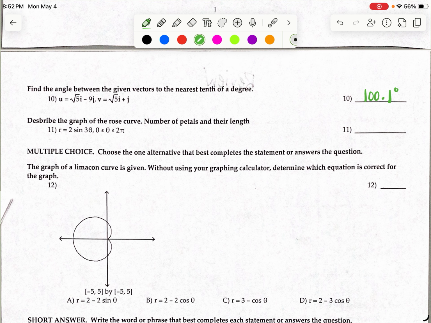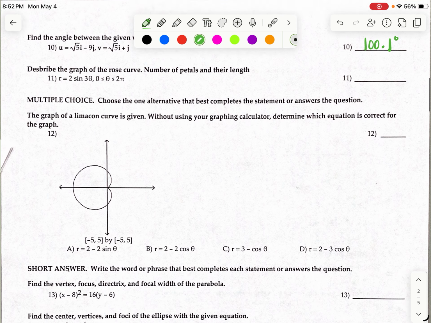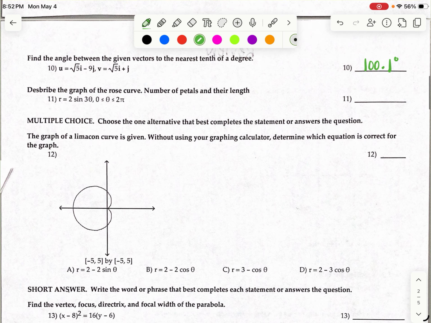Alright, number 11 and 12 are the ones that are the polar graphs. 11 is a rose curve. And your job is just to tell me how many petals and their length. Super duper easy. The number in front is the length. So let's do that one first. So the length of the petals is 2 units long.